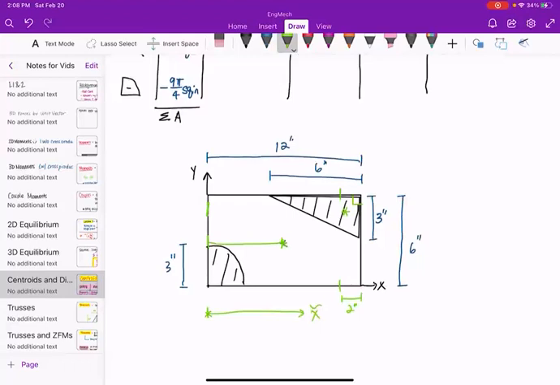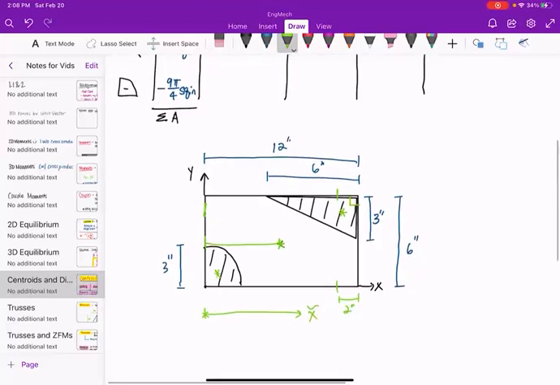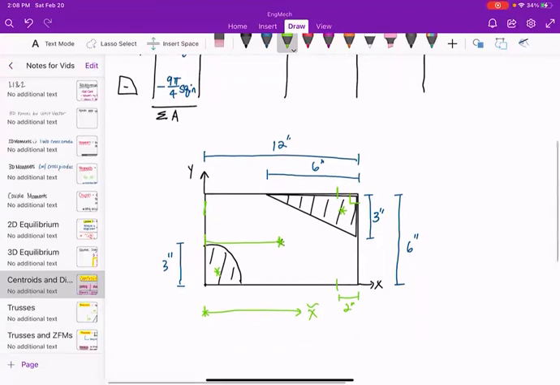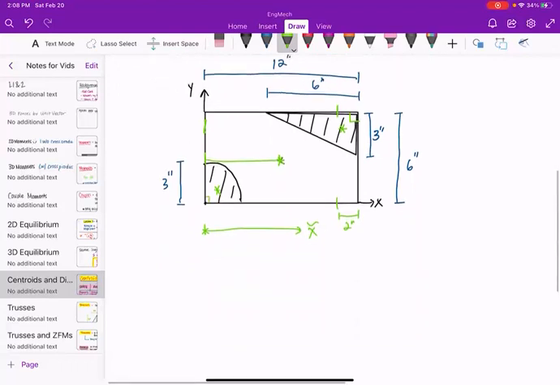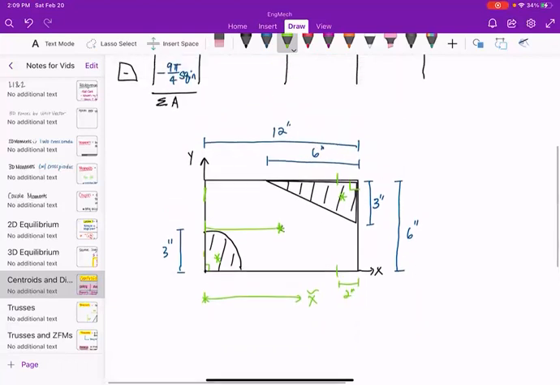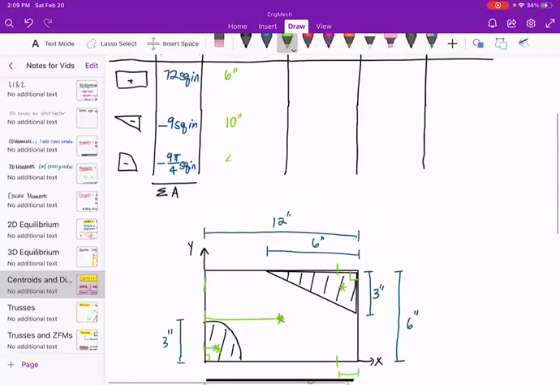And then this one here, the equation for the circle would be 4r over 3 pi from the center, so from this right angle. The equation for a quarter circle is always 4r over 3 pi. And here r is 3 inches, so it's 4 times 3 over 3 pi, so it's just 4 over pi. And because, again, this is measured from the y-axis, that's still just 4 over pi inches.